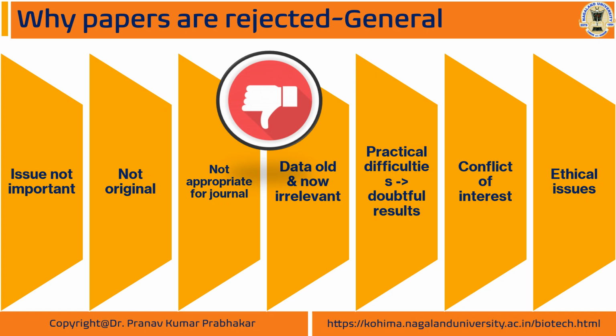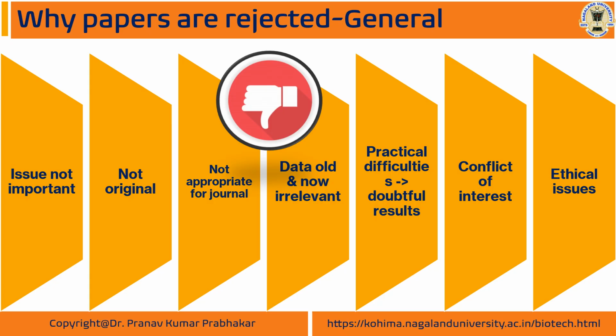Your collected data is very old. Whatever data you have used, when you collected it, it was significant at that time, but now it is irrelevant information, outdated or no longer scientifically relevant, then also the paper will get rejected. Or sometimes practical difficulties are there, doubtful results are there. If there are any lacunae, methodological flaws, sampling bias, or unclear procedures, on the basis of that also the paper gets rejected.